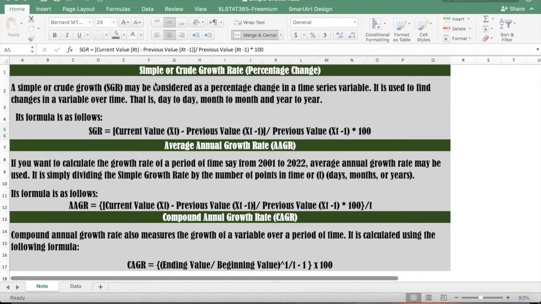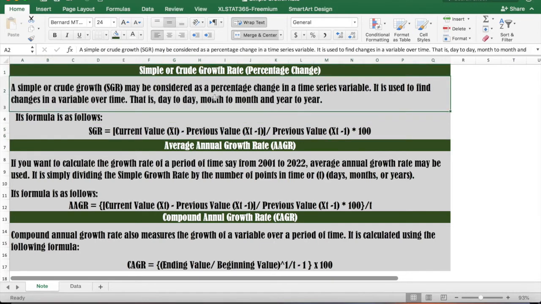The first growth rate that I would explain is called simple or crude growth rate, which is also known as percentage change. A simple or crude growth rate may be considered as a percentage change in a time series variable. It is used to find changes in a variable over time, that is, day to day, month to month, and year to year. Its formula is as follows.